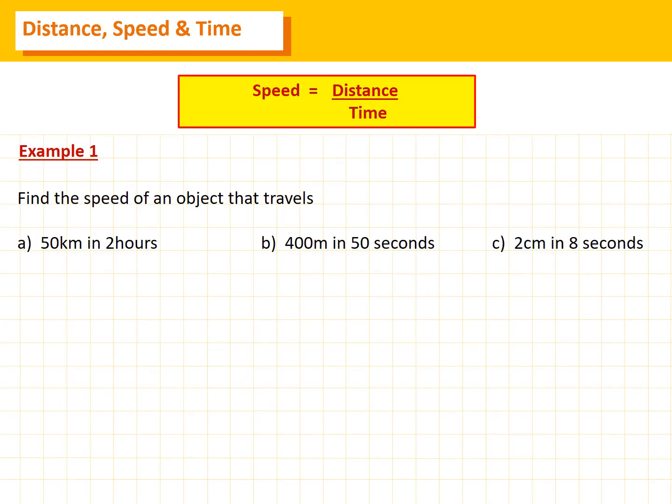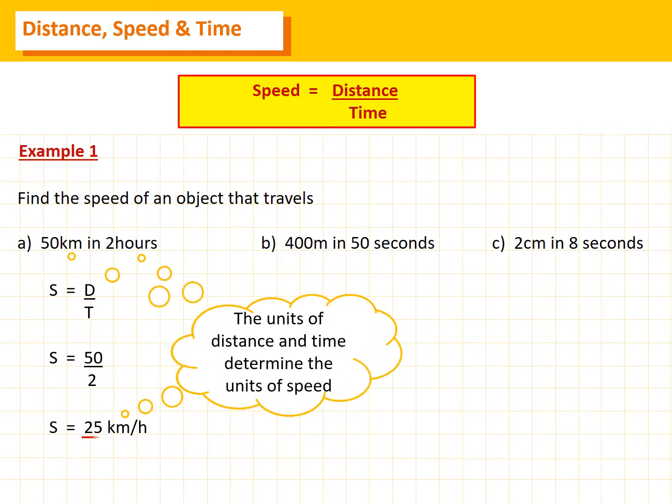Using speed equals distance divided by time, in example A, 50 divided by 2 is 25 kilometers per hour. Note the units of speed, kilometers per hour, are given to us by the distance being in kilometers and the time given to us in hours. So it is the units of distance and time that determine the units of speed.